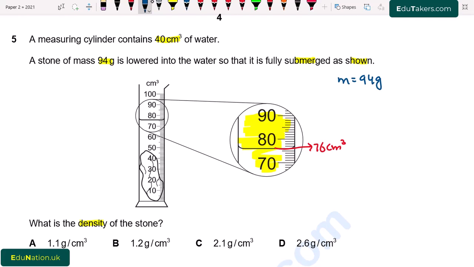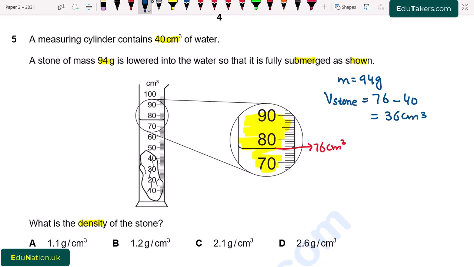So I write here the volume of stone will be equal to the volume of the water and stone, which is 76 cubic centimeter, minus the volume of the measuring cylinder that is filled with water. So it will be 40. It is equal to 36 cubic centimeter. So this is the volume of the stone.